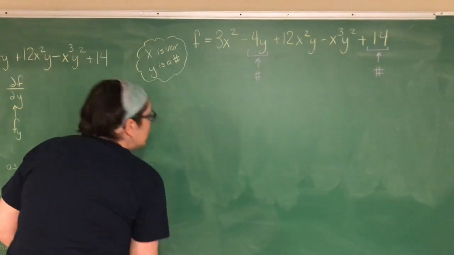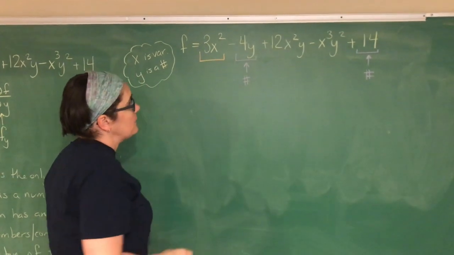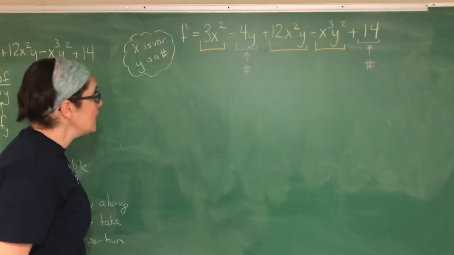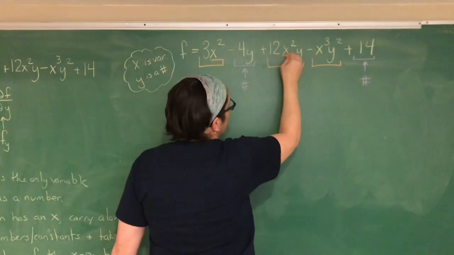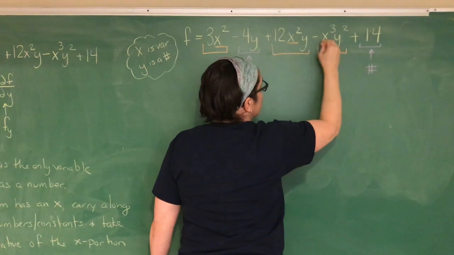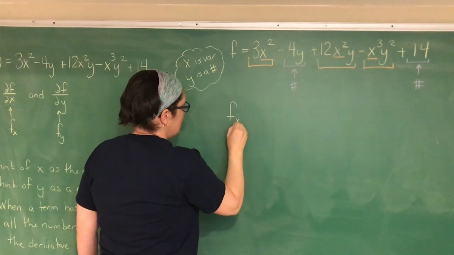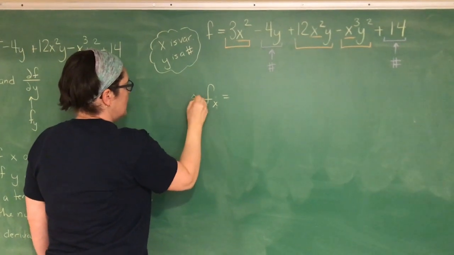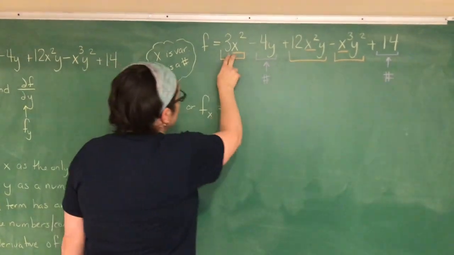Okay, now on the other hand, we have a couple of terms that involve x's. We have the 3x squared, the 12x squared y, and the x cubed y squared. On this first term, the part that has the x is the x squared. In the 12x squared y, the part with the x is also an x squared. And in the x cubed y squared, the part with the x is x to the third. Okay, so we're going to take our partial derivative of f with respect to x. I can use the subscript x notation, or I can write partial of f with respect to x. It does not matter.